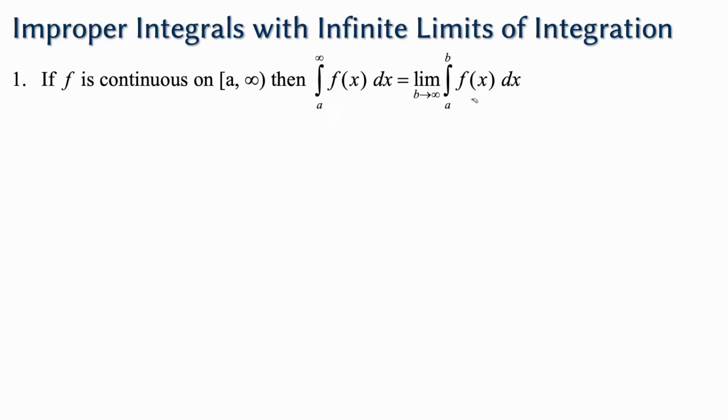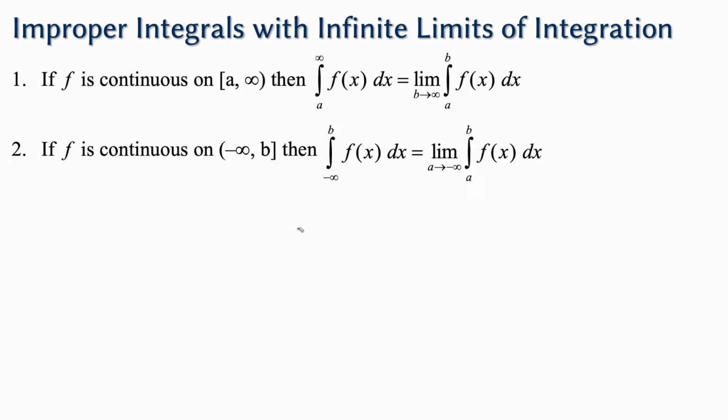So to give us something to work with, we're going to replace our infinity with a letter. I like to use b if it's the upper limit, and then do the work. When we do the fundamental theorem of calculus, we'll plug a in, we'll plug b in, and then when we have that final expression in terms of b, we'll evaluate the limit. That will tell us how that antiderivative behaves as this value becomes infinitely big.